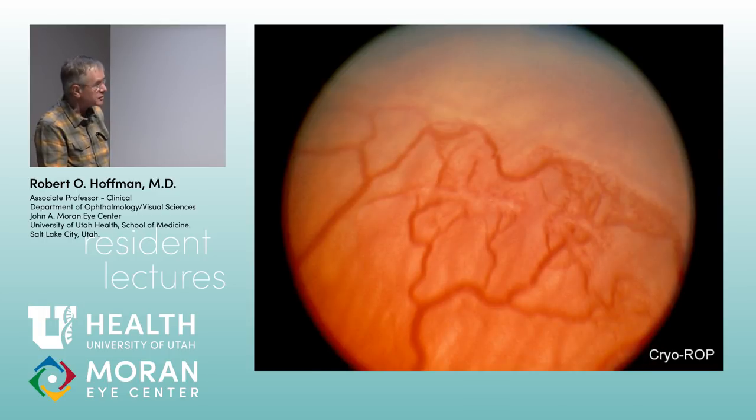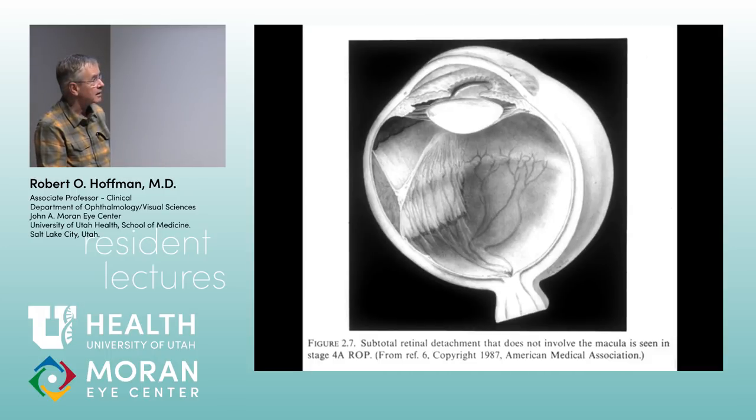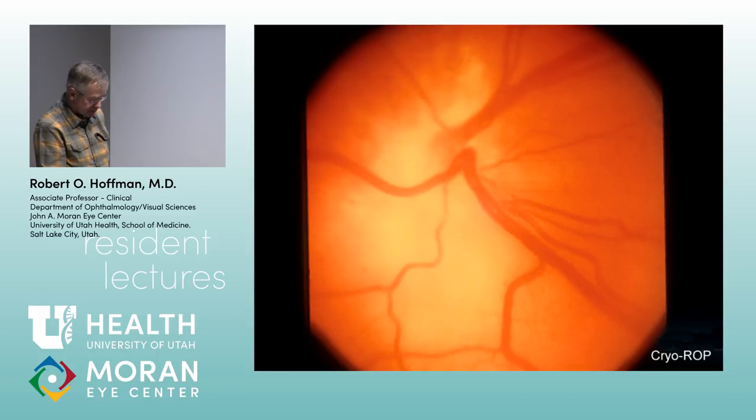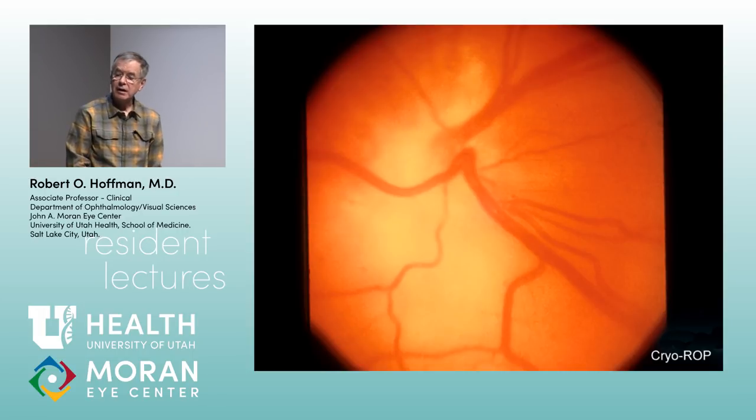And this is just detached stage 3 as well here again, where there was stage 3, things have grown out farther. When you see these big vessels as you head to the periphery, you'll always see something out here, like the pot of gold at the end of the rainbow. This shows a 4A detachment, 4B, the fovea is now detached. This is a total exudative detachment in a kid with very, very posterior, zone 1, ROP.